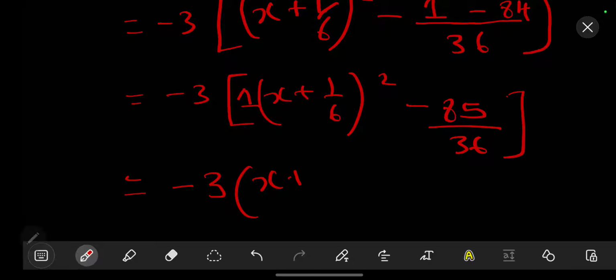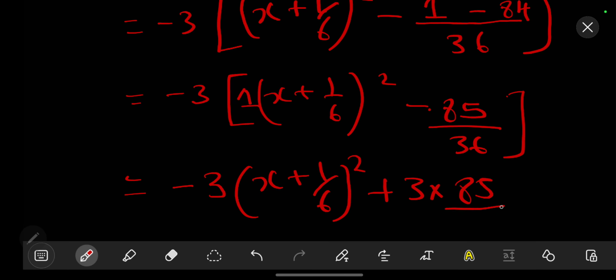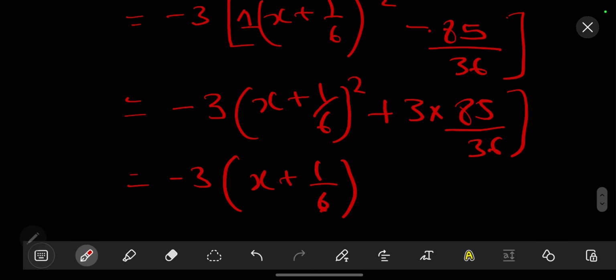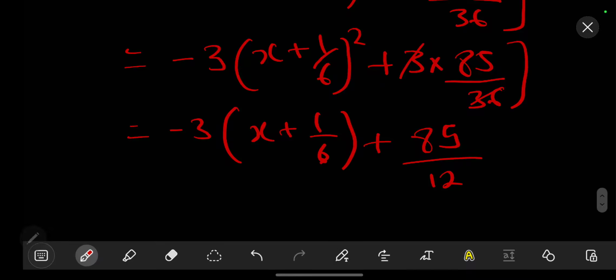Then we have our x plus 1 over 6 to the power 2. Then negative 3 times negative 85, it will be plus our 3 times our 85 over our 36. So reducing this, it gives us a negative 3 x plus 1 over 6. Then we are going to be having this, and this can be reduced, which will give us plus our 85 over our 12, like that. So this means to say you have expressed in the required form.